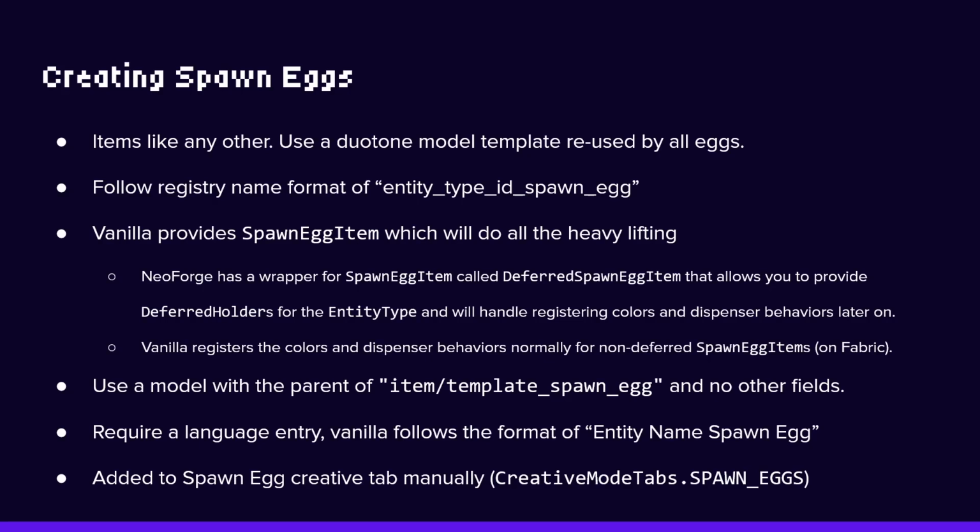And then you also have to add it to the spawn eggs creative tab manually. It doesn't do that for you, unless you're a cool vanilla spawn egg. So let's go ahead and add a spawn egg real quick. It's really easy.